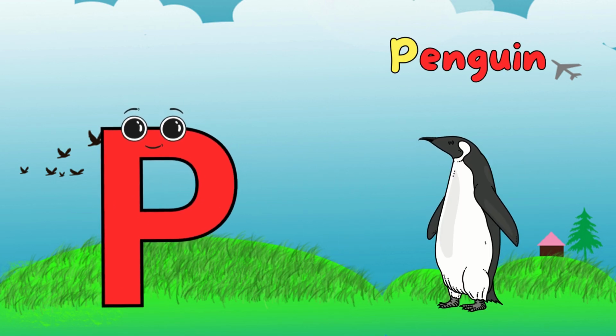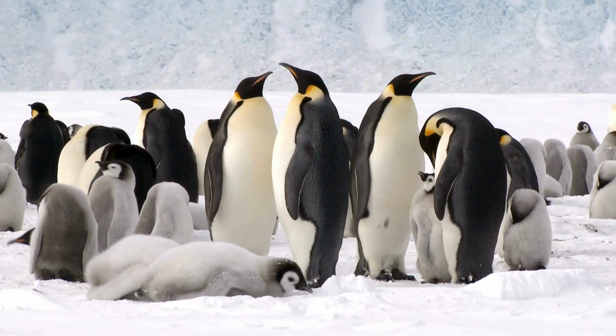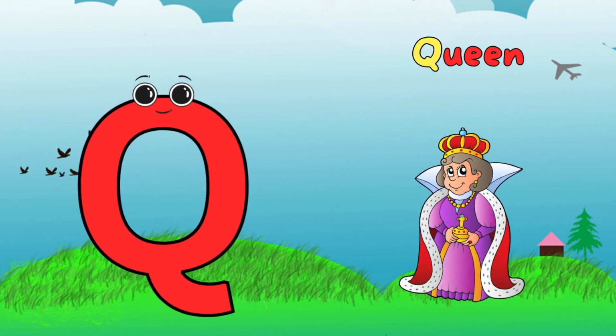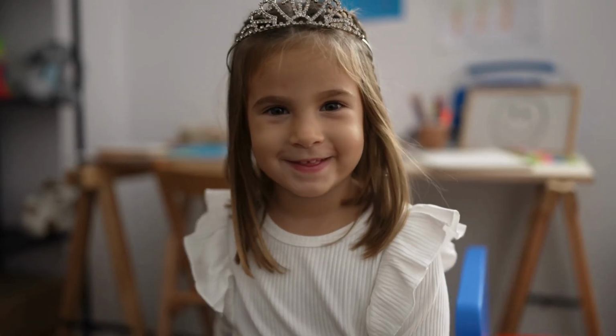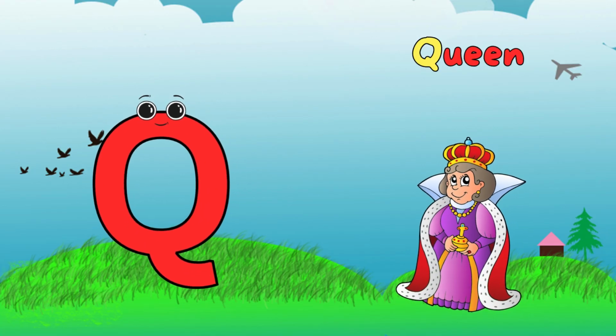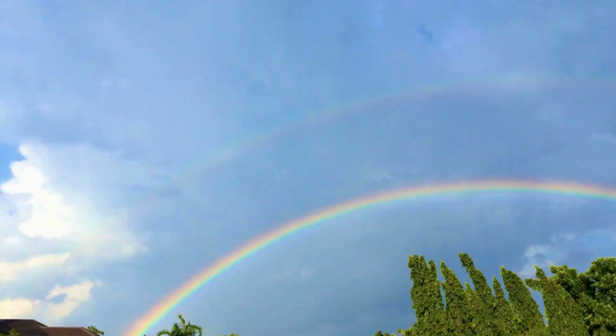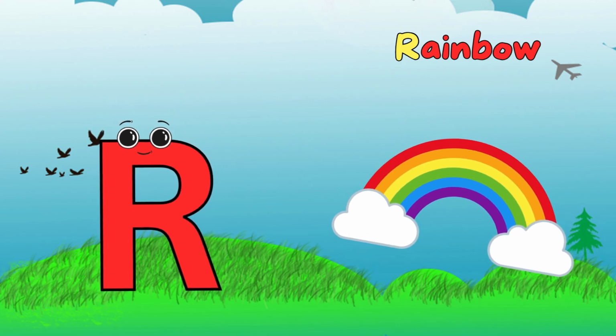P is for penguin, penguin, penguin, P penguin. Q is for queen, queen, queen, Q queen. R is for rainbow, rainbow, rainbow, R rainbow.